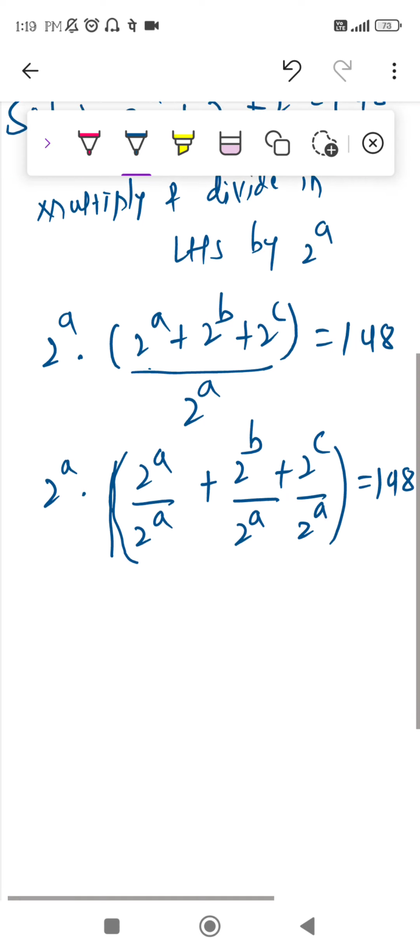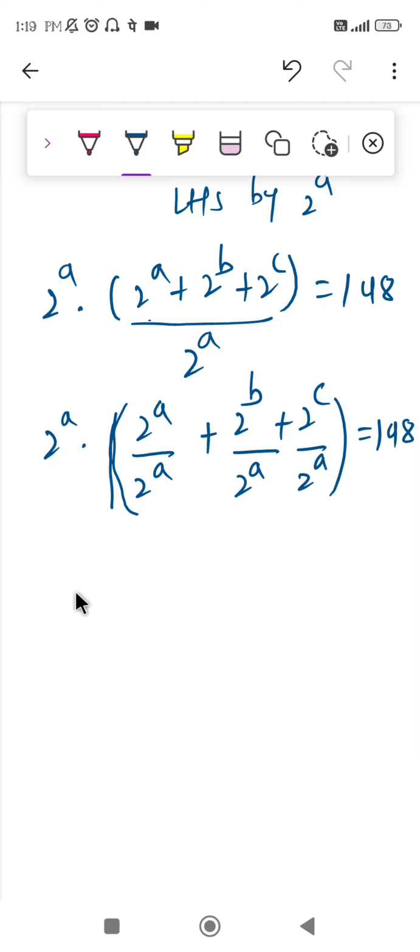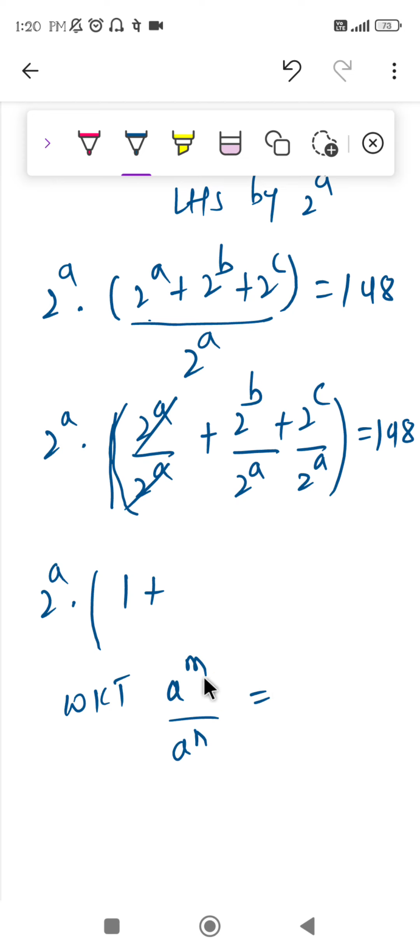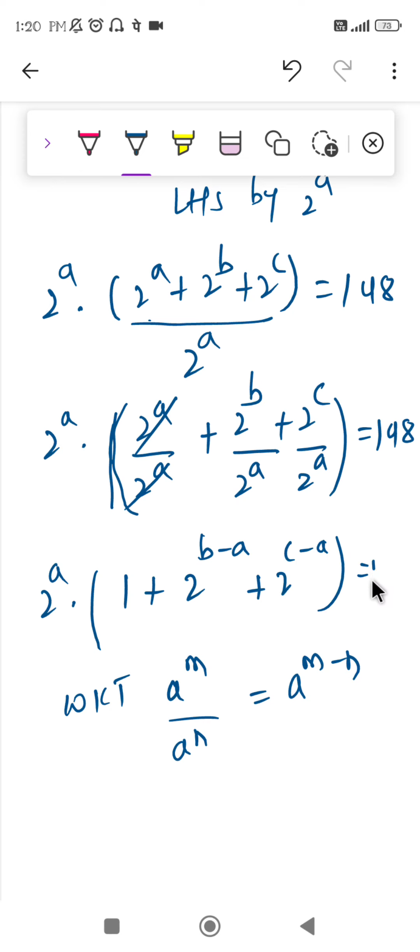And now we can take 2 to the power of a outside, so 2 to the power of a divided by 2 to the power of a will get cancelled, and so 1 plus... We know the formula for a to the power of m divided by a to the power of n: the bases are the same, so we can write a to the power of m minus n. So here also the bases are the same, therefore we can write 2 to the power of b minus a plus 2 to the power of c minus a is equal to 148, right?